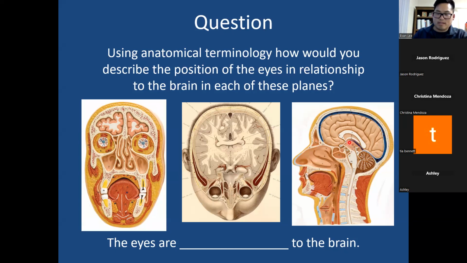But then lastly, what about this one? Well, it's a little bit of a trick question because you can't see the eyes. So can't see the eyes, can't really describe where they are relative to the brain. So depending on which view you're using, it's going to be a little different.